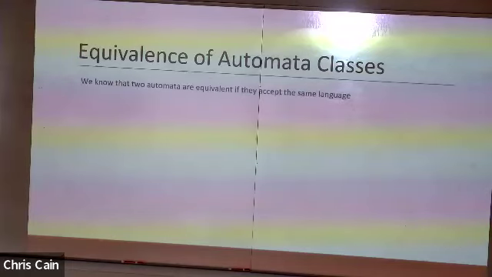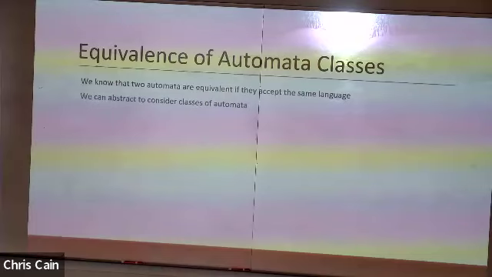So we've seen this before with regular languages and context-free languages. If we have two different automata that accept the exact same language, then they are equivalent. Regardless of the input string, you feed it into both of these automata and they come up with the same answer. If one accepts, then the other will accept. If one rejects, then the other will reject. They're equivalent. We can abstract this process to ask what kinds of automata can be equivalent. Can we have a DFA and an NPDA that are equivalent? Is that possible?